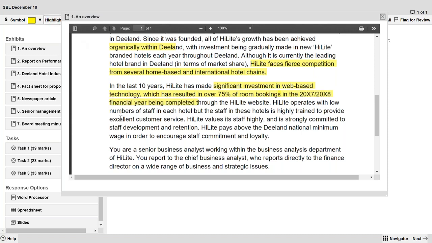Highlight operates with low number of staff in each hotel, but the staff in these hotels are highly trained to provide excellent customer service. So low number of staff, highly trained.